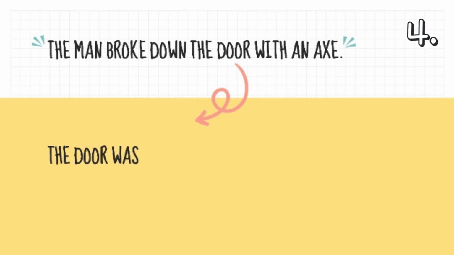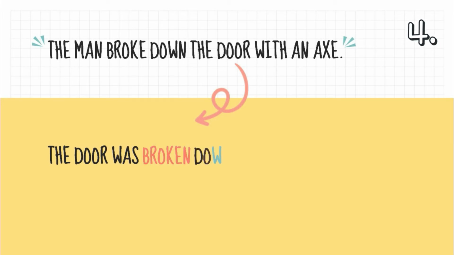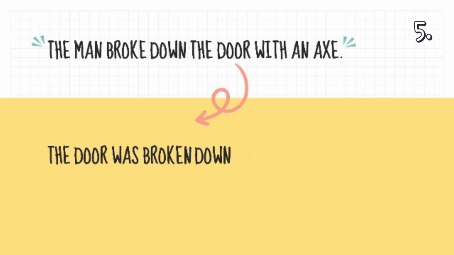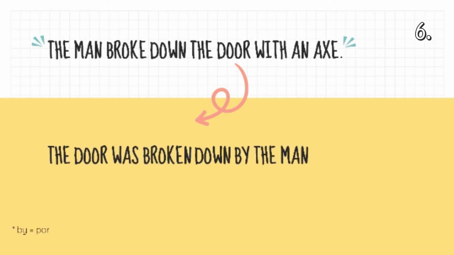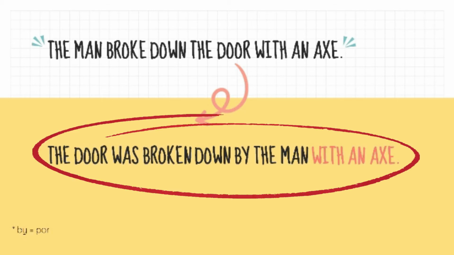Remember, you can look at the list of verbs that is right here. The past participle form of broke is broken down. 5. Move the agent after the verb, in this case, by the man. 6. To complete the sentence, write the rest of the information, with an axe. And now we have our sentence in the passive voice. The door was broken down by the man with an axe.